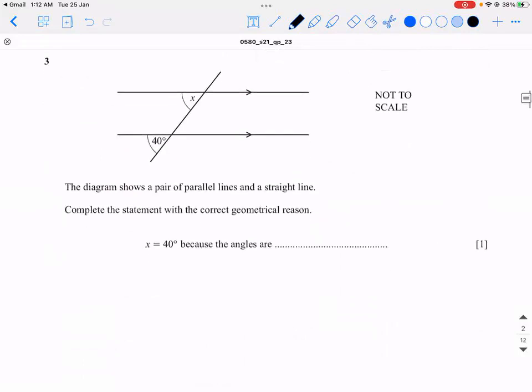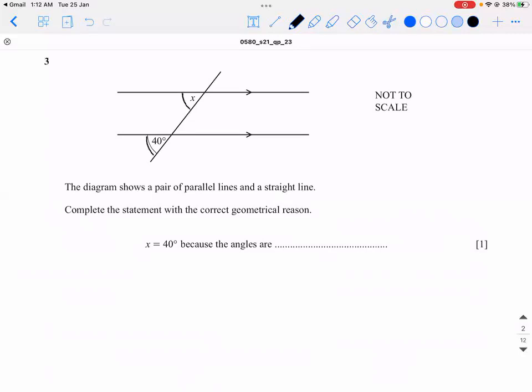Now move to the next question. Question number 3. In this question, the diagram shows a pair of parallel lines and a straight line. Complete the statement with the correct geometrical reason. So x is equal to 40 because what is the reason for that? You can see these are 2 parallel lines, and the straight line is the transversal, right? So what does this transversal make?